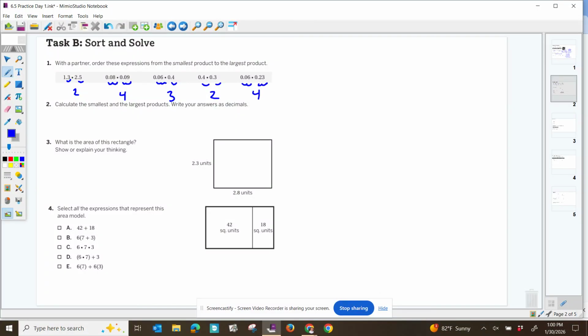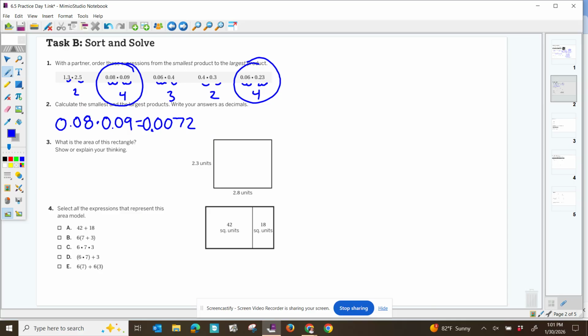If I'm looking for the smallest number, it's either going to be this one with 4 decimal places or this one with 4 decimal places. Which one's lower, 8 times 9 or 6 times 23? I am pretty sure 8 times 9 is going to be the smallest one. So 0.08 times 0.09, 8 hundredths times 9 hundredths, is going to give me a 72, but then there's 4 decimal places. So it's 0.0072. There's 4 decimal places.